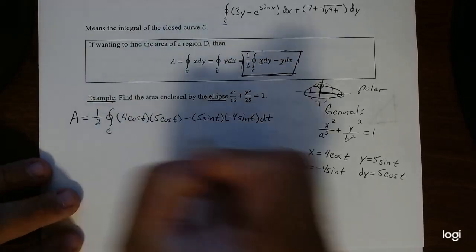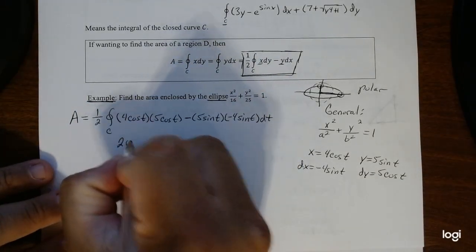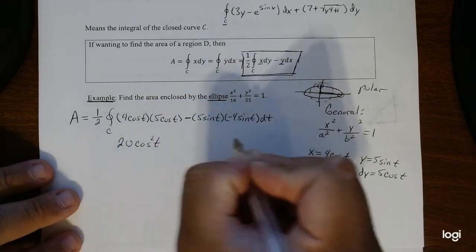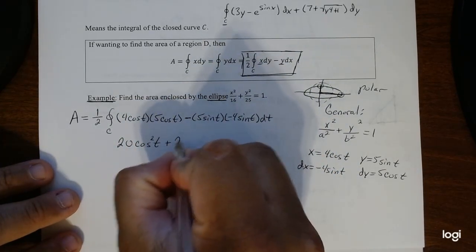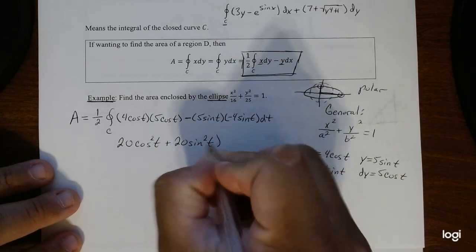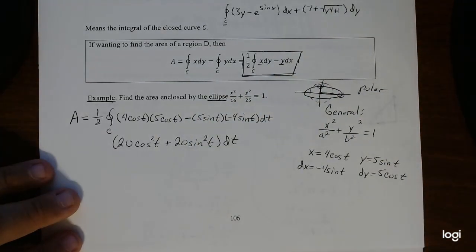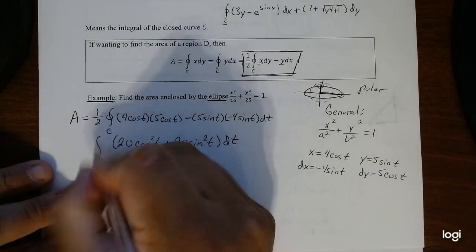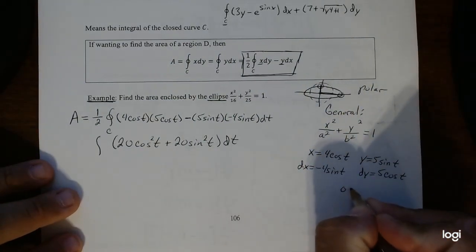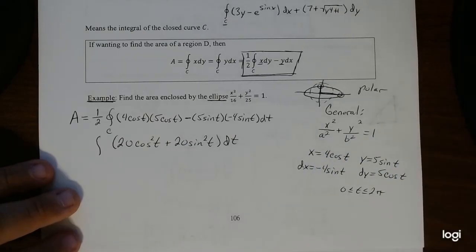Okay, so putting this together, this is going to be 20 cosine squared. Negative times negative makes positive, 20 sine squared. And look at that, that's going to be a very nice integral. We're going to integrate just one bound, right? Since it's an ellipse, technically a circle, we know t is going to go from 0 to 2 pi, going all the way around the entire technical circle.